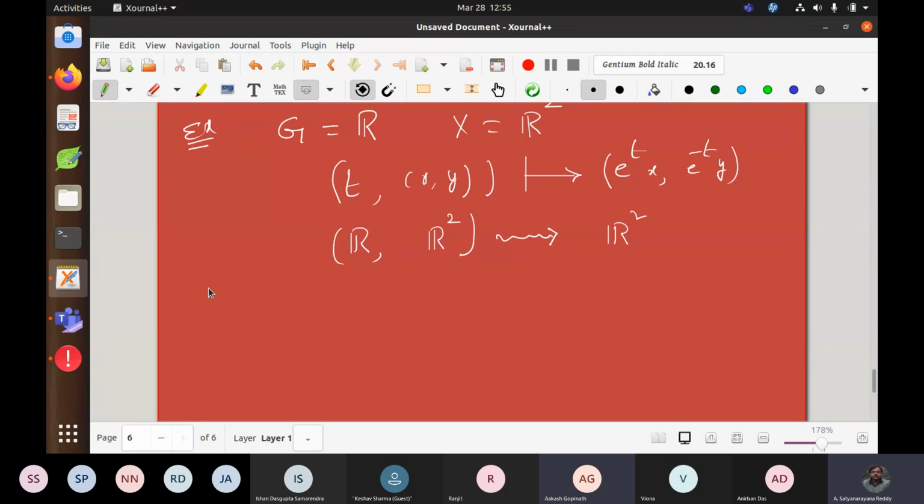Sorry, I just wanted to ask something. What you are doing with this e to the power t is basically converting the group R into something that is going to be isomorphic to R minus 0, right?